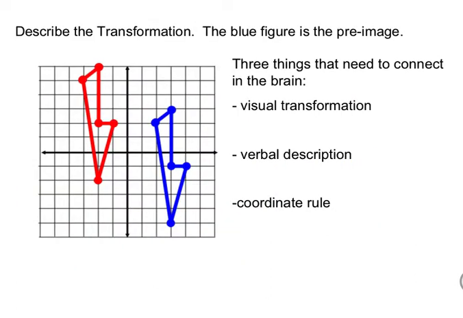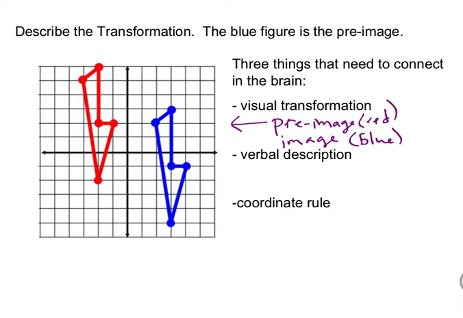Okay, describe the transformation. The blue figure is the pre-image. There are 3 things you need to connect in the brain about these translations, which is a type of transformation. You need to be able to understand the visual transformation. That is what you see right here. We've got the pre-image and the image.